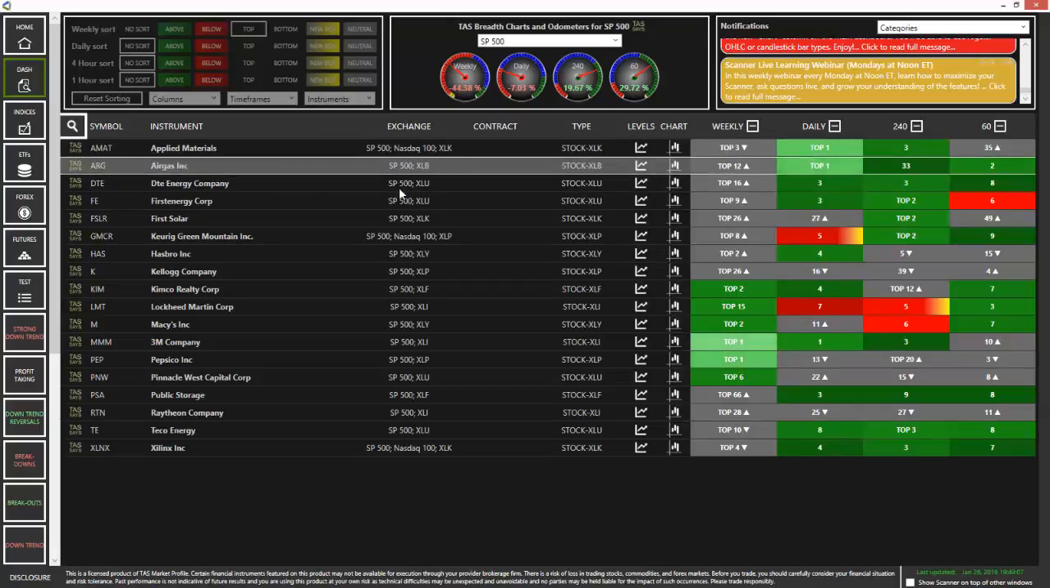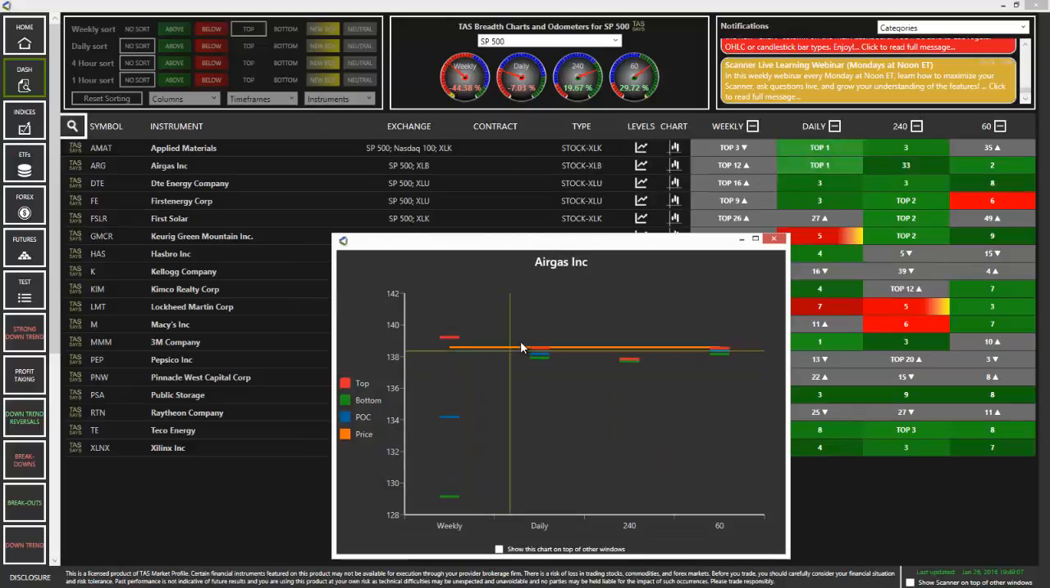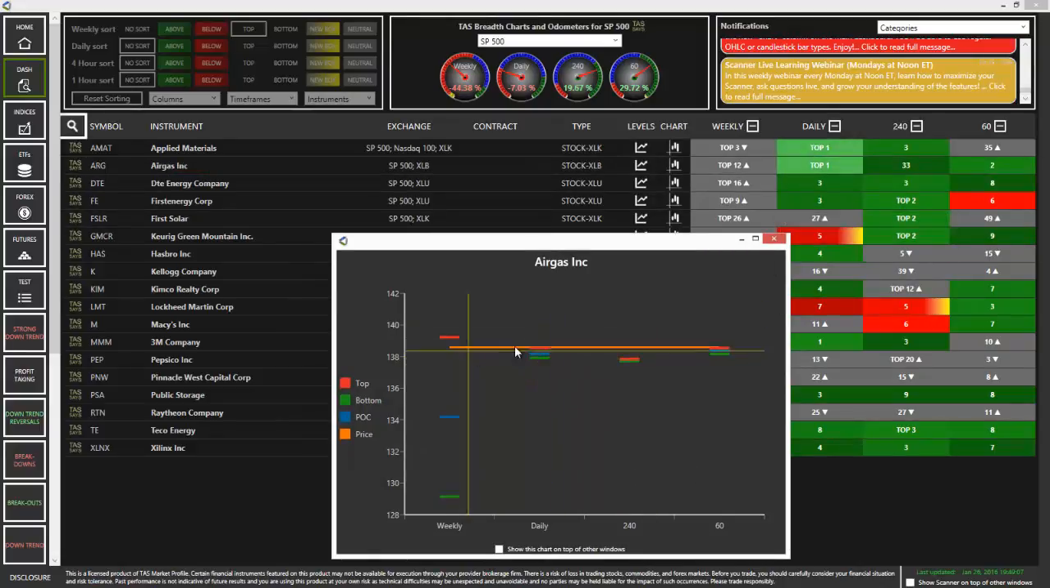Now, if I look at Air Gas, ARG, I'm going to pull that up too. I'm going to see a very similar situation. We've been in an uptrend. We're coming up into the top of our profile. We're at the top of our profile on a daily. That means that we've got a decent resistance area also here.